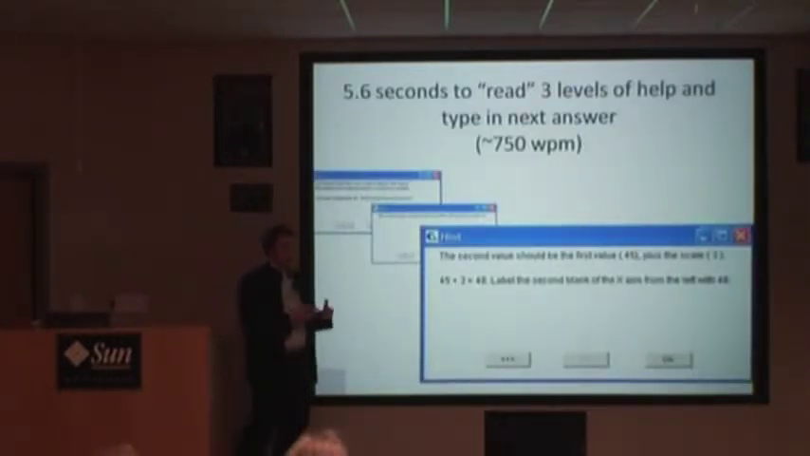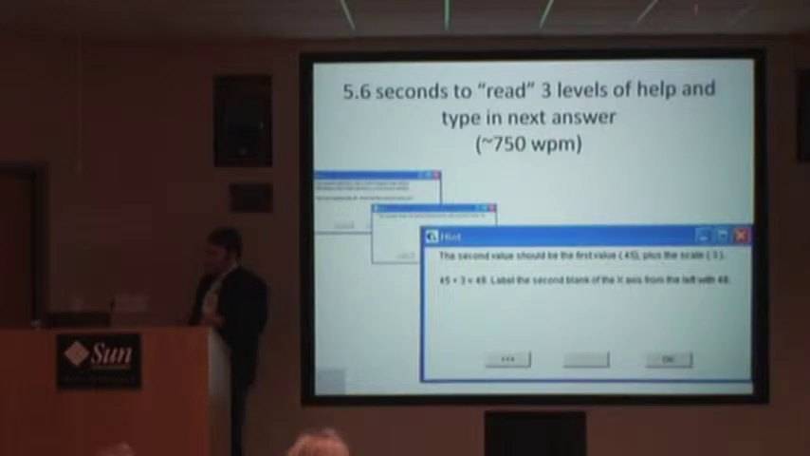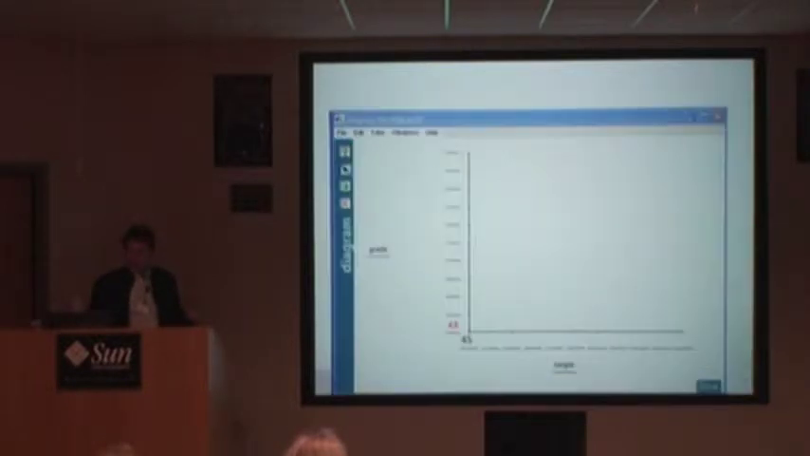She spends about 5.5 seconds reading three levels of help. This is actually at a speed that's about what expert adult speed readers can do. And she types in the next answer. It says, label the second blank of the x-axis from the left with 48. But instead, she puts it on the y-axis, where it's wrong.